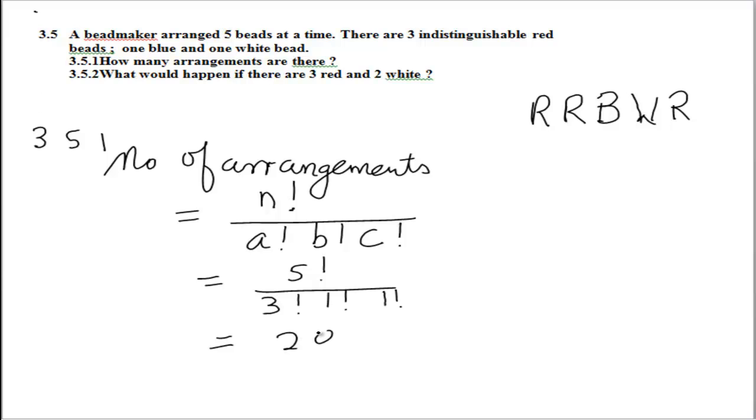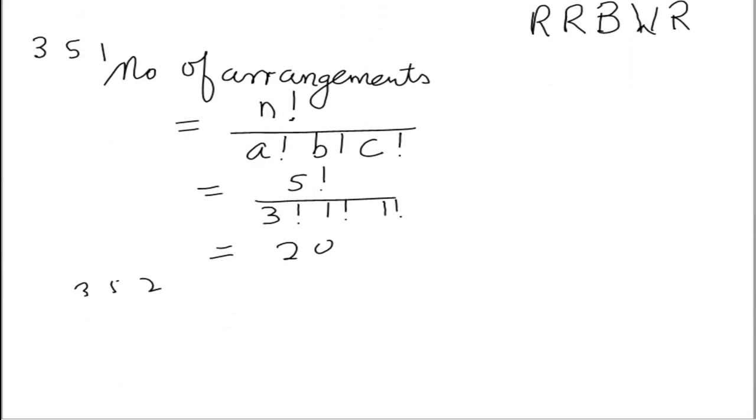Now what happens if there were 3 red and 2 white? If there were 3 red and 2 white, then the number of arrangements will be 5 factorial over 3 factorial times 2 factorial. And that will give you the answer 10.